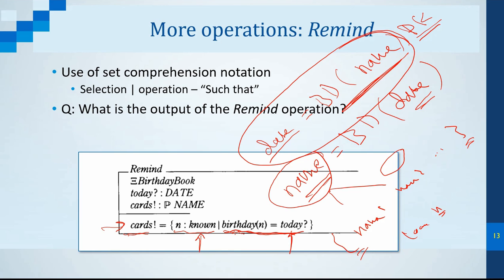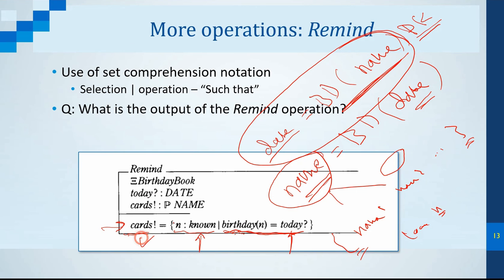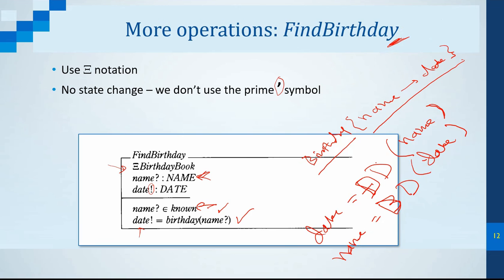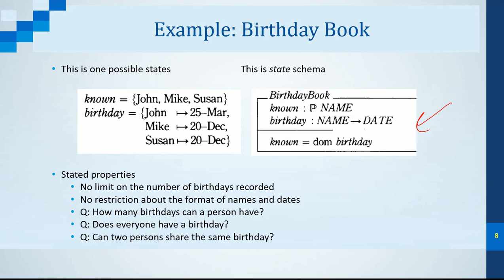is today. The difference here and there is that here the output is only one item or one value, but here the output will be many values. So we save these values to a set. That's why here cards is declared as a set of. If you see here, we use it because it's a set, and also in the state schema, here we use it because we say this is a set. Later we call it power set.